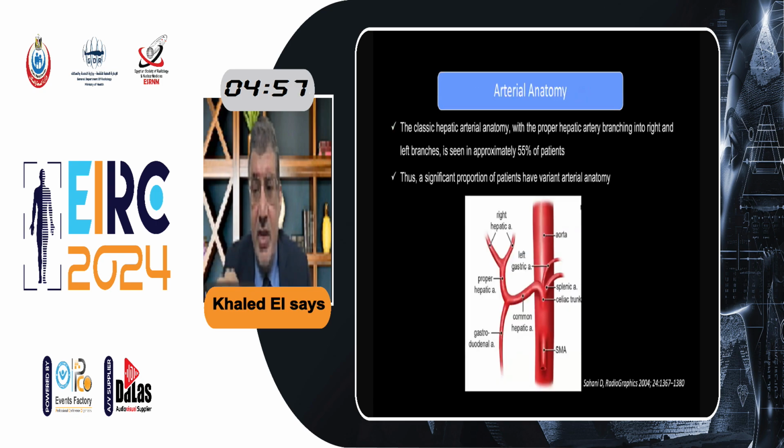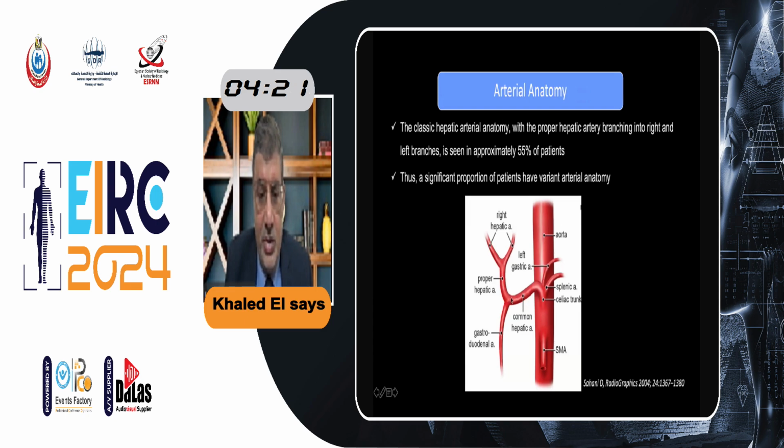The hepatic vascular variants, as I said, are quite significant. So here, for example, the classic arterial anatomy is only 55% of patients. And the variant anatomy is about 45%, so a little higher than one third of the patients. Overall, around one third of the patients will have vascular variance, right?